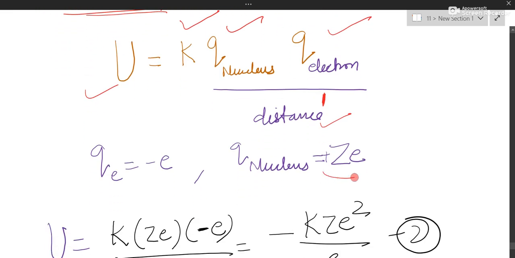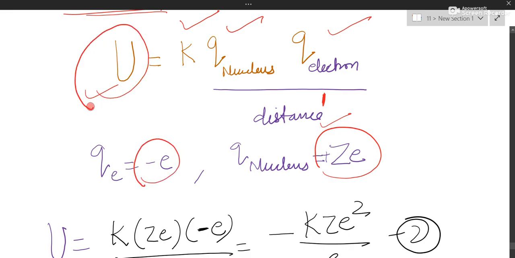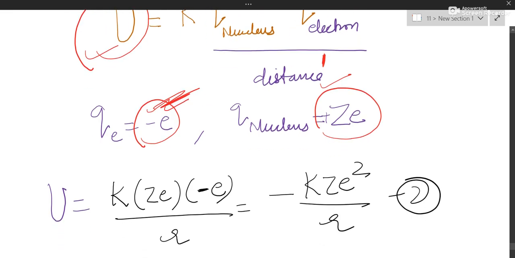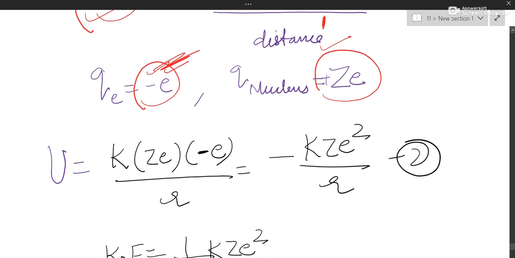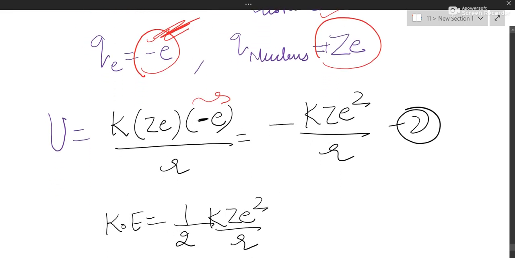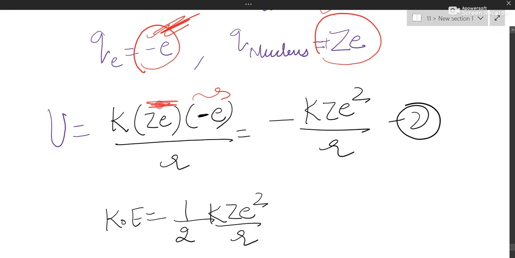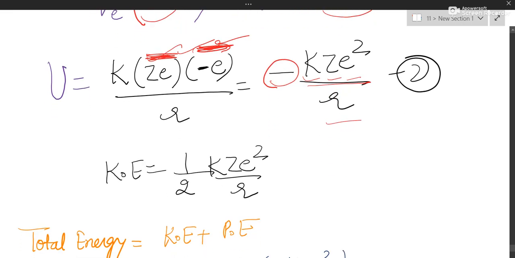Now charge nucleus is Ze, charge electron is minus e, because in potential energy we have to put the charge with sign. This is the most important step of this derivation. So please put here minus e. Charge of the electron will be included. So charge nucleus is Ze because nucleus is positively charged but the electron is negatively charged, so it's minus e. So multiplication will give you minus K Ze square by r. So we are ready with potential energy also.